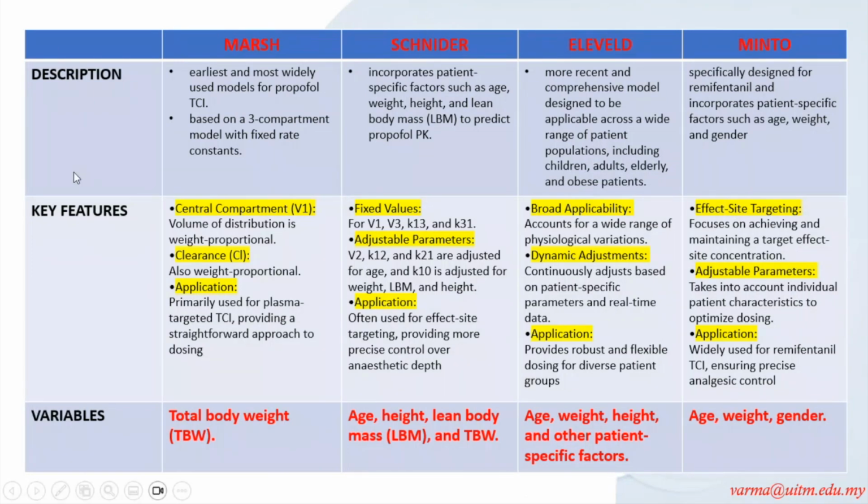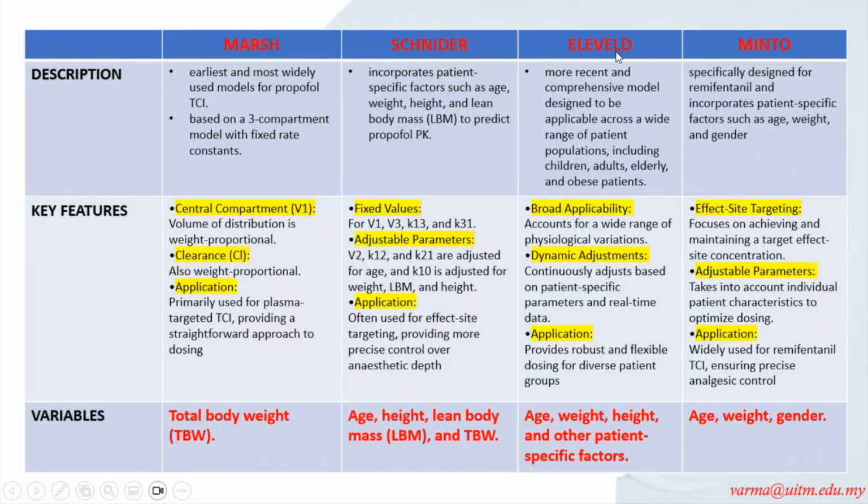Just for overview and introduction, Marsh is the earliest and most widely used model, based on a 3-compartment model with fixed rate. You don't have to give this introduction. Most of the propofol models are 3-compartment models. Just to compare, for those who are not familiar with these models. Schneider is also for propofol, but it was initially more on the effect-site side, but now it can be used for both. But what is the difference? It incorporates specific factors such as lean body mass and so on. Here, Marsh uses total body weight.